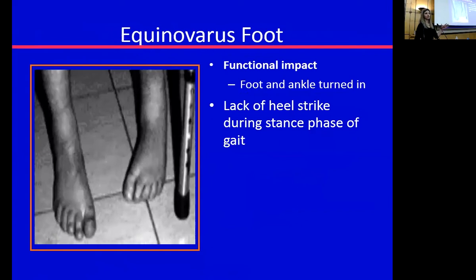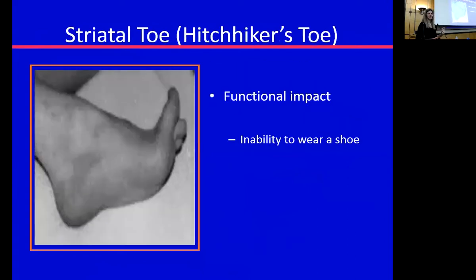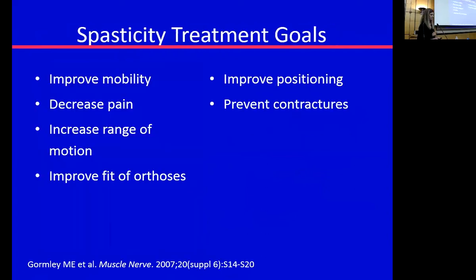Equinovarus foot, where the foot is kind of down and inwardly rotated, impacts the ability to fit into orthoses. So we often use ankle flexion orthoses, like I said, for mobility. They can't fit into these. And they also don't really have a platform to stand on during stance phase. Striatal toe, we actually don't see that often, but sometimes in ALS where the great toe kind of comes up, and this impacts the ability to fit shoe wear.